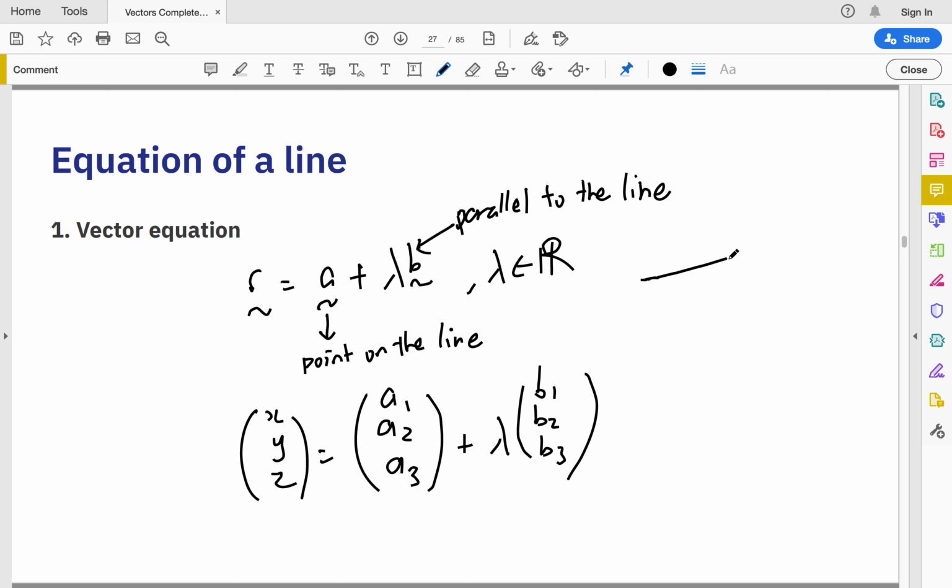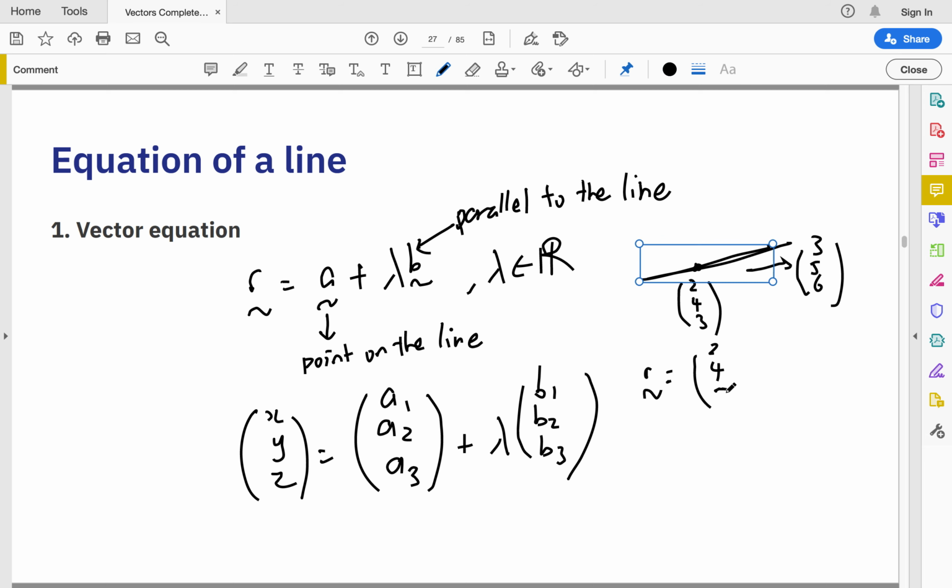So let's say we want to find the equation of this line. I tell you that the point 2, 4, 3 lies on it, and it is parallel to the vector 3, 5, 6. Then our equation will be R equals 2, 4, 3, the point on the line, plus lambda multiplied by 3, 5, 6. Now all we have to do to find different points on the line is just sub in different values of lambda, anything you want. Let's say you sub in lambda equals 1, then your R will be equal to 5, 9, 9. So the point 5, 9, 9 would be a point on the line.